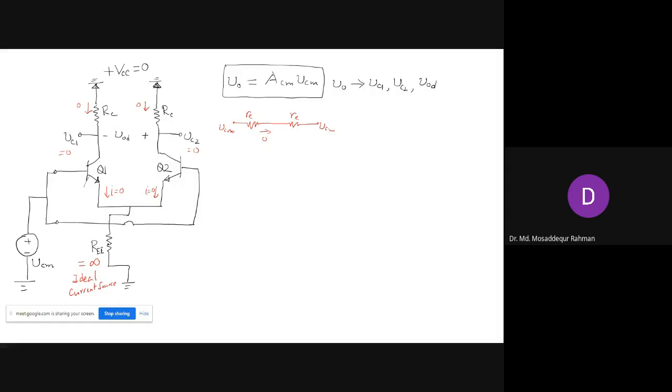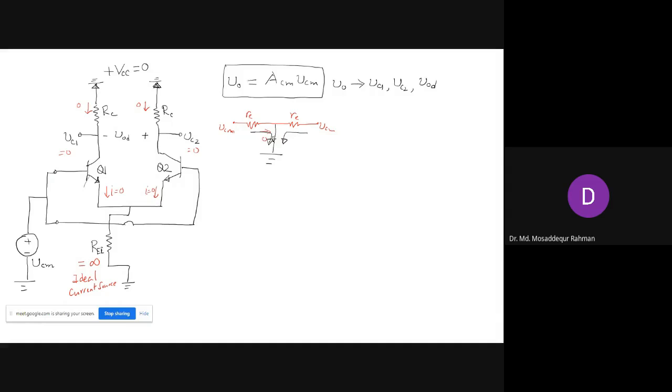But for common mode voltage, current cannot flow like this, right? This way current will be zero. But if you have this connected to ground, right? So now this current cannot be zero, right? Because the current will now flow like this, right? So we'll have current flowing in both the emitters, and that will go to the ground.